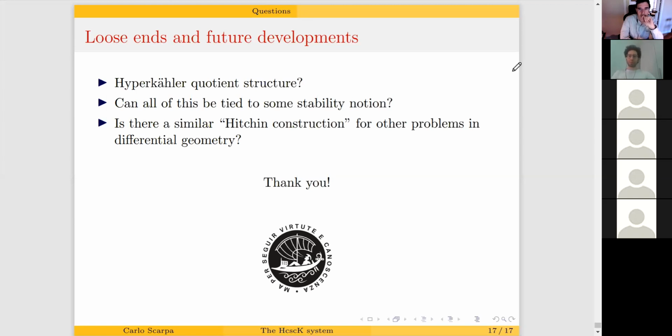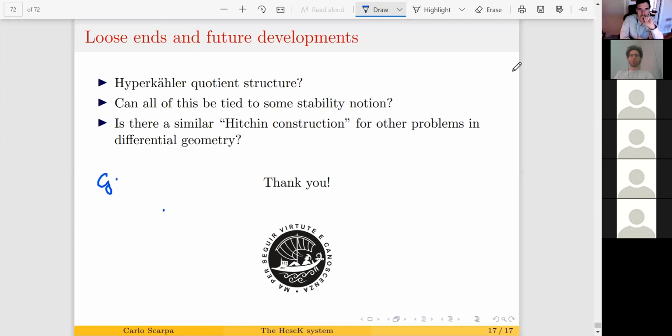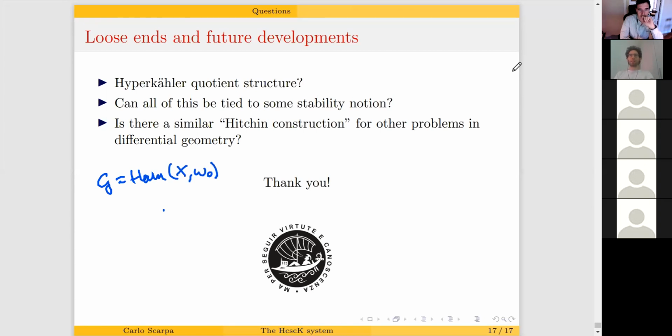Maybe those of you who are more experienced with the cscK setting know that there are some problems in tying the cscK equation with some stability notion, also because the group G of Hamiltonian symplectomorphisms of (X, omega 0) doesn't have a complexification. So there is no way to sensibly define this thing. This poses some unanswered questions yet, particularly for the second point here. You have to try to circumvent this problem of non-existence, but it is quite a bit harder to do for the HcscK system than it is for the cscK equation.